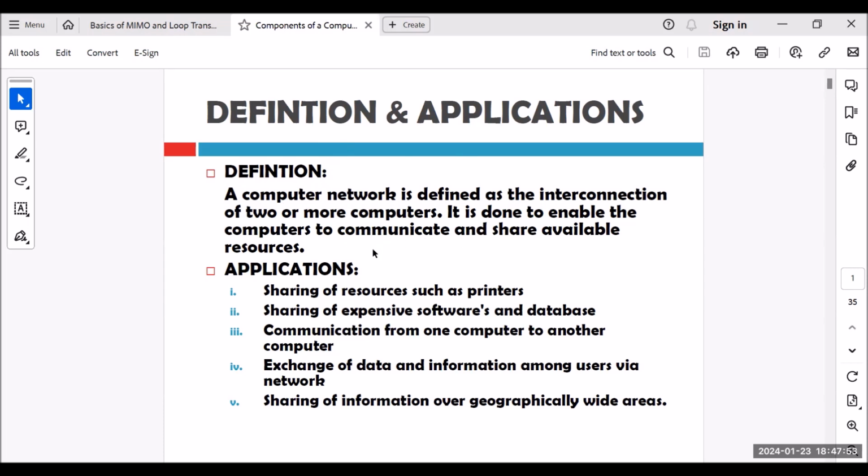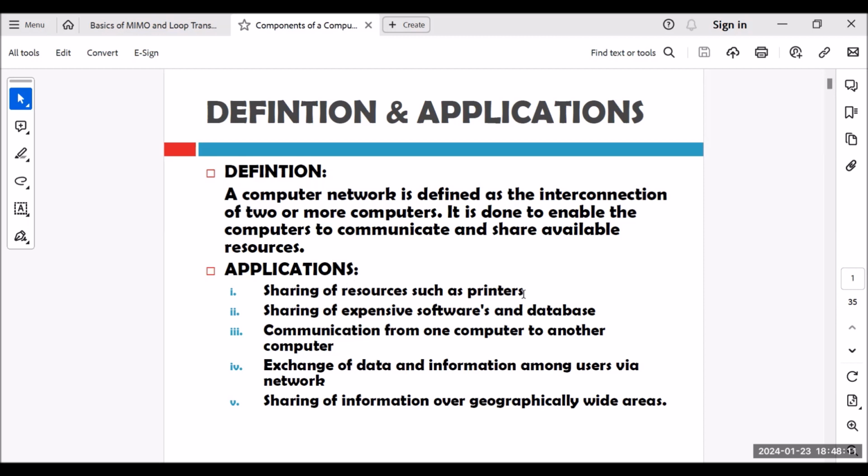So why do we need a computer network? The first thing is that the computers need to communicate with each other. And the other thing is that they want to share available resources with each other. So what are the applications? The first application is sharing of resources such as printers.